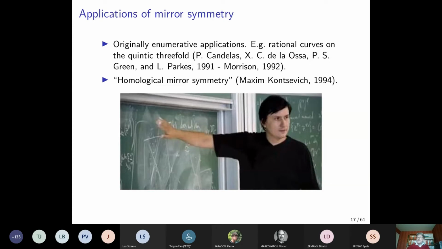For those who don't know, Maxim Kontsevich is a very famous mathematician, and here you see him talking in front of a blackboard, which is what mathematicians like to do. Concerning mirror symmetry, I should say that in complete generality it remains conjectural. However, many cases are now known, and the number of such cases is essentially growing by the day.